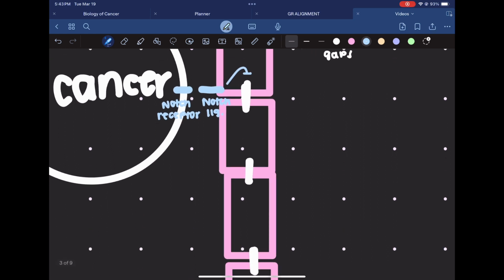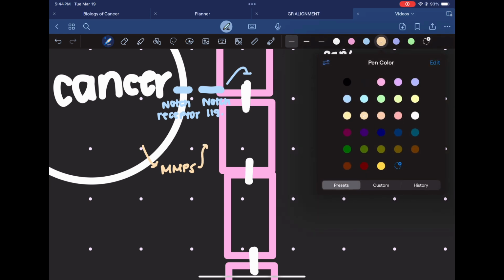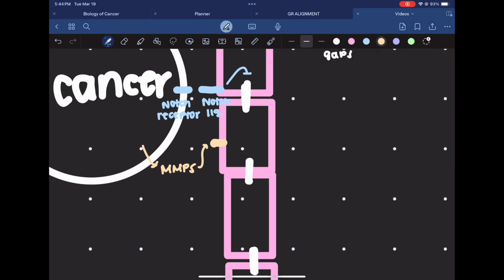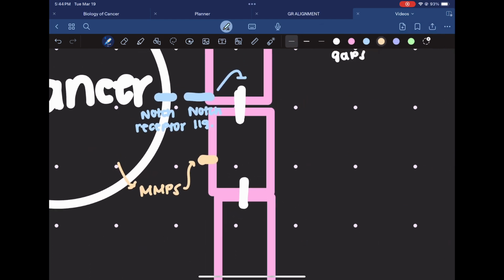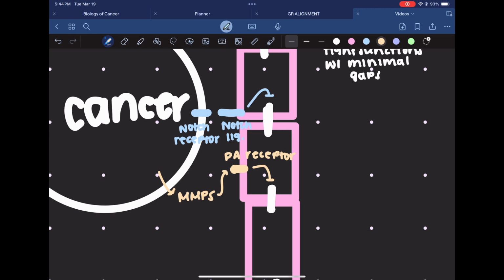We're also going to be releasing MMPs from our cancer cell, and the release of these MMPs not only degrades the matrix, but it also is going to bind to a receptor on the endothelial cell called the PA receptor, which stands for protease activated receptor. And again, binding of this receptor is going to inhibit VE cadherin.